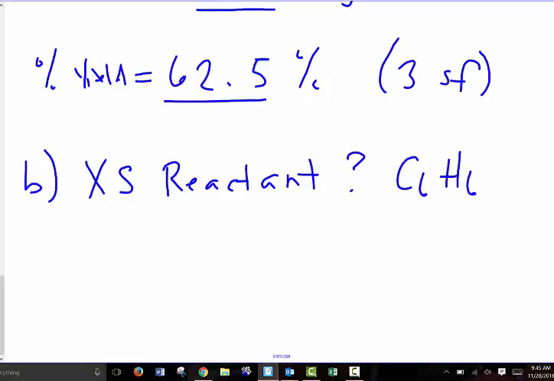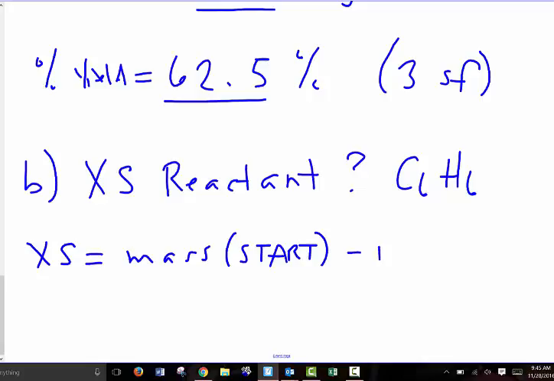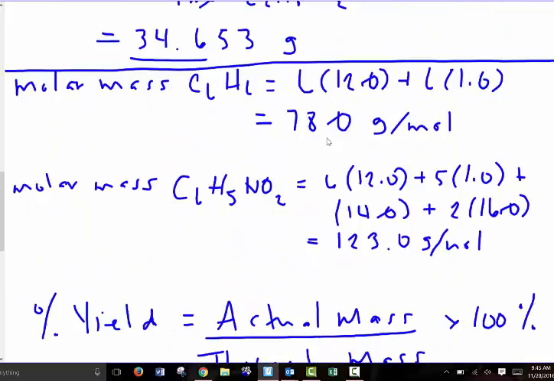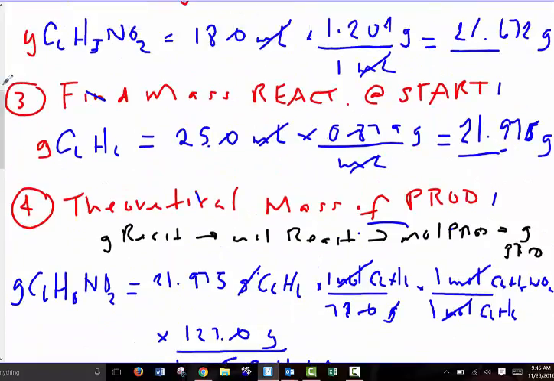is equal to the mass at the start, minus the mass that was actually reacted. So we have almost all of this information, right? We know the mass at the start. We already figured that out. This one's done. Let's go ahead and just plug it in. So if I go back up, I've done a lot of work here today. Let's go back up and look at that. We figured it out, right? Here was the mass of the reactant at start right here. So it's 21.975 grams.